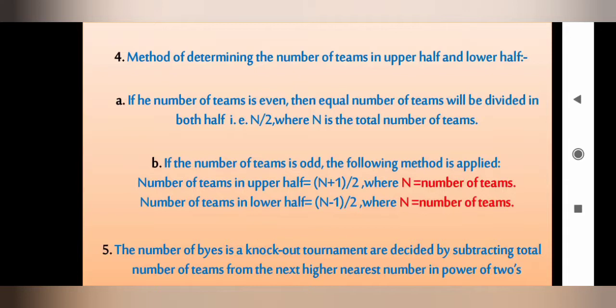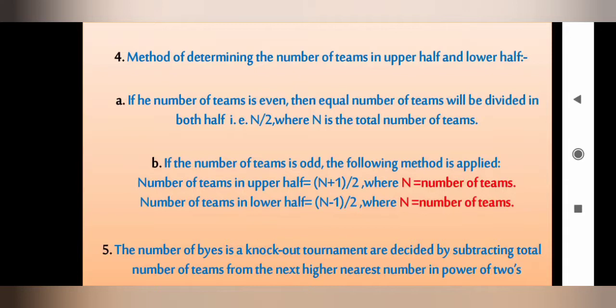Now the first point is that the number of byes in a knockout tournament is decided by subtracting the total number of teams from the next highest nearest power of 2.